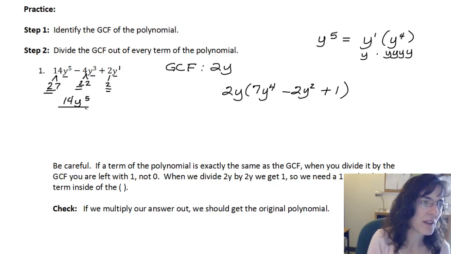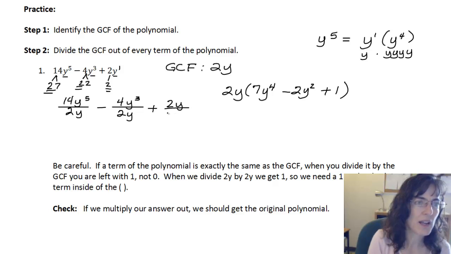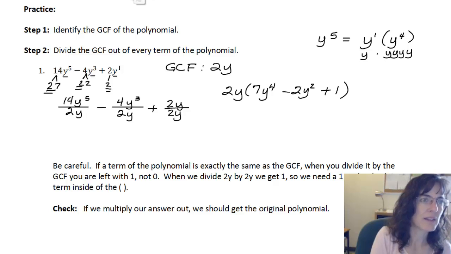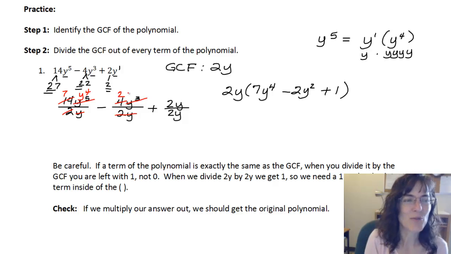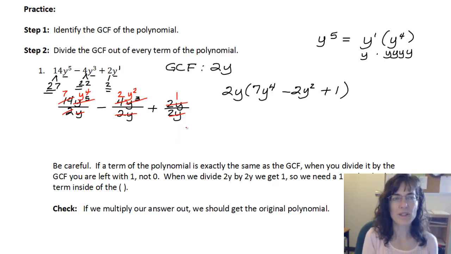14y to the fifth divided by 2y minus 4y cubed divided by 2y plus 2y divided by 2y. And let's get our red pens. 2 goes into 14 7 times. Take off one of those y's and I have y to the fourth. 2y goes into 4 2 times, and I have 1y, take off y cubed on top, take off one of those y's, so I have y squared, and then 2y goes into 2y 1 time.